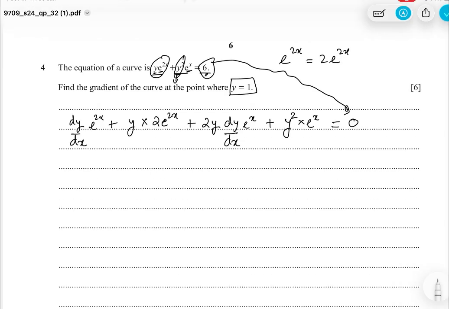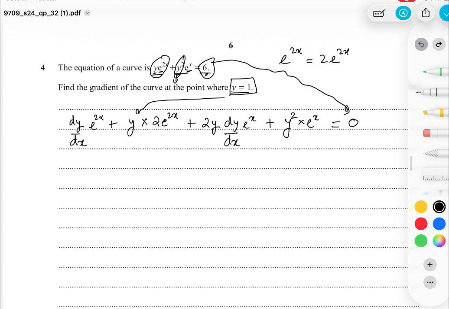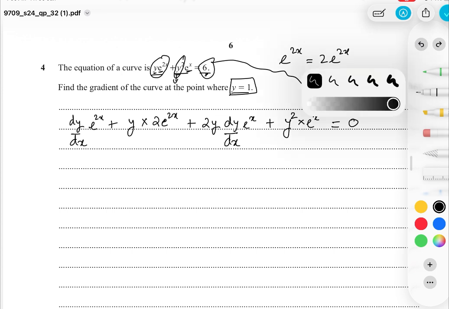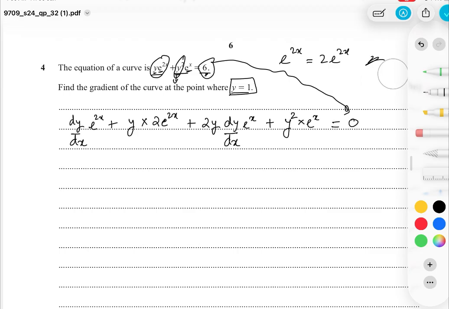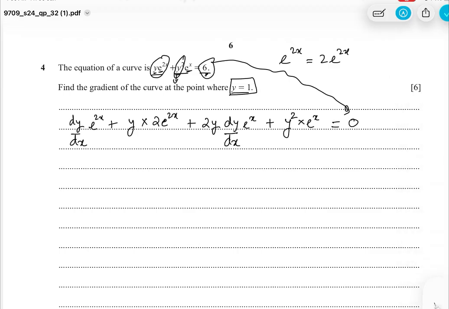Now the next step would be to substitute y equals 1 in here, over here, over here, and over here. So if I substitute y equals 1 into the equation, it would be e to the power 2x plus e to the power x equals 6. Agreed or not? Yes or no?